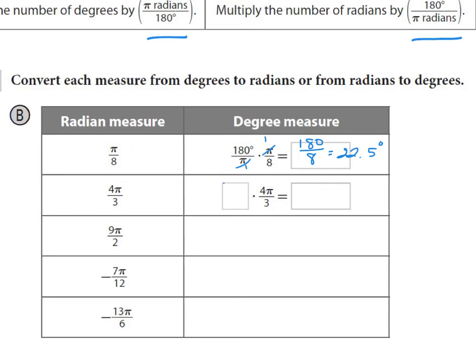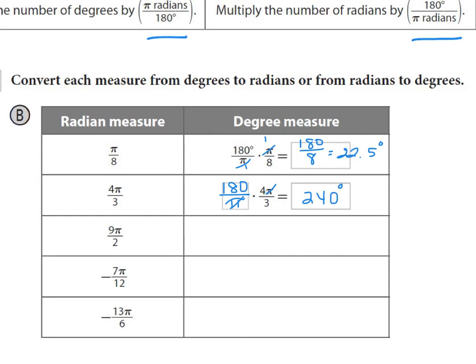4/3 pi. Well, let's multiply by 180 over pi. Now you'll know if your conversion factor is set up correctly, because the pi's will simplify out, and then you can simplify the 180 times 4 divided by 3, which is 240 degrees.